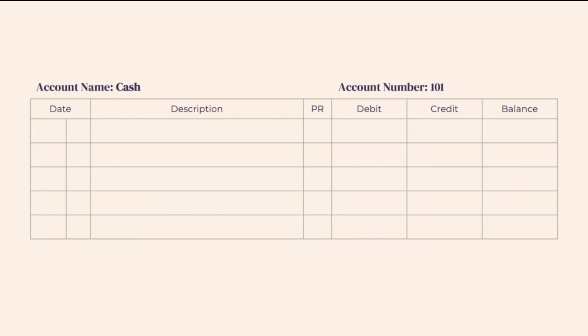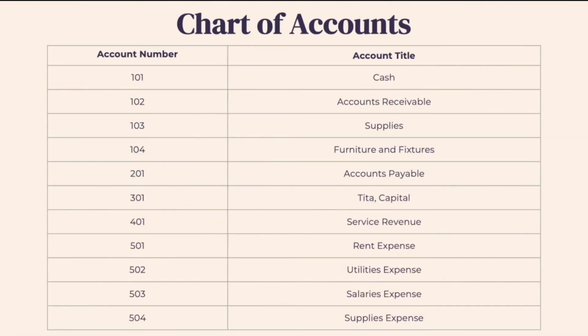Pero teka, saan natin makikita ang account number? That's when we use the chart of accounts. I haven't mentioned that kanina, pero I'll show you what it looks like bago tayo mag-proceed sa brief discussion ng posting. This is the chart of accounts. This document includes the account number and its respective account title. Simple trivia or idea, yung first number sa account number indicates kung ang account title ba ay asset, liability, equity, revenue, or expense. If 1, ibig sabihin asset siya. If 2, liability.